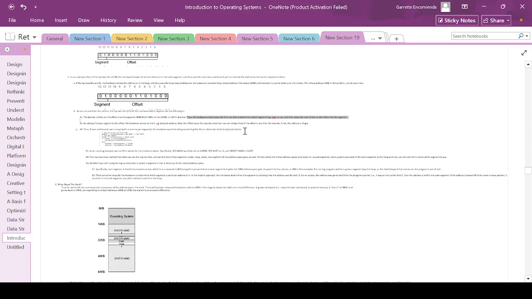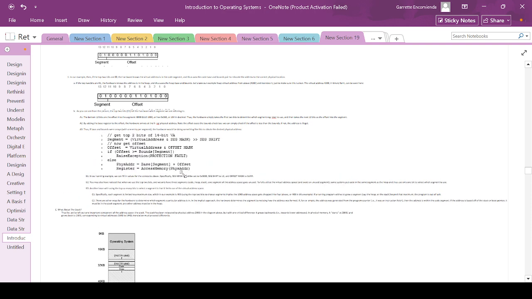We can simply check if the offset is less than the bounds. So this offset also eases the bounds check, because we just need to check if the offset is less than the bounds. If not, then the address is illegal. Therefore, the OS or the CPU can simply reject that.